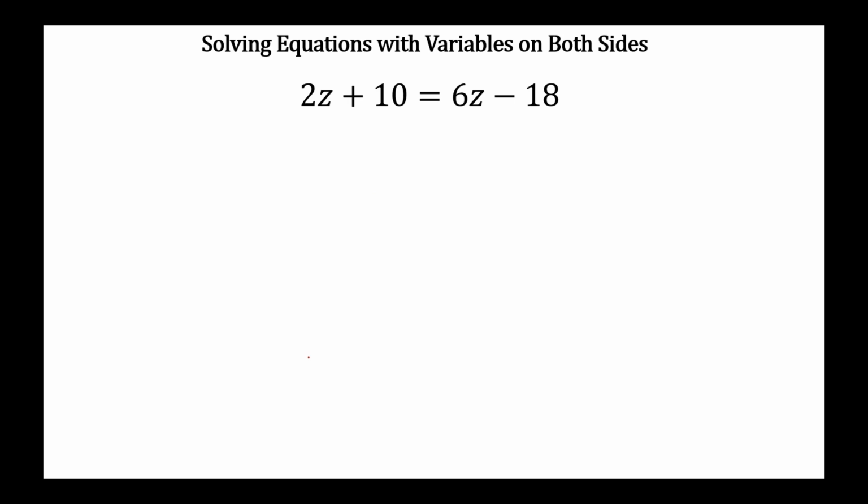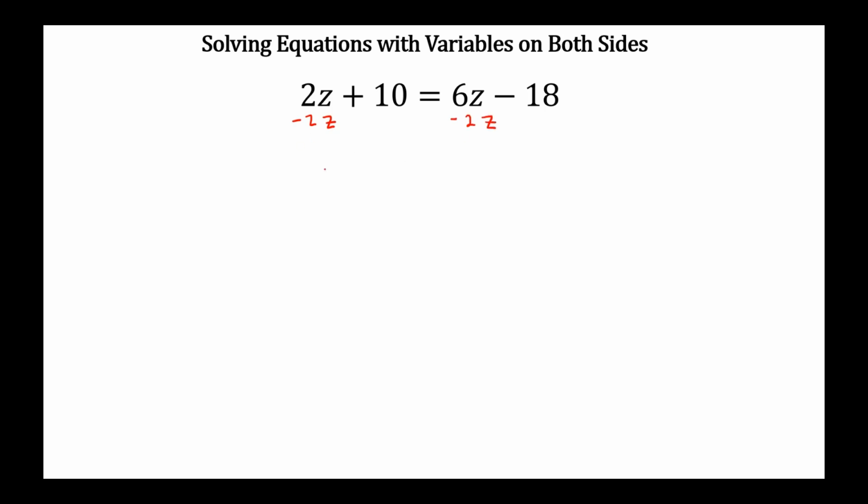Okay, let's try another example here. So for this question, I have variables on both sides. Once again, which is greater, 2z or 6z? 6z is greater, so I want to take away the side that is the smallest. Because 2z is the smallest, I'm going to take away 2z from both sides.